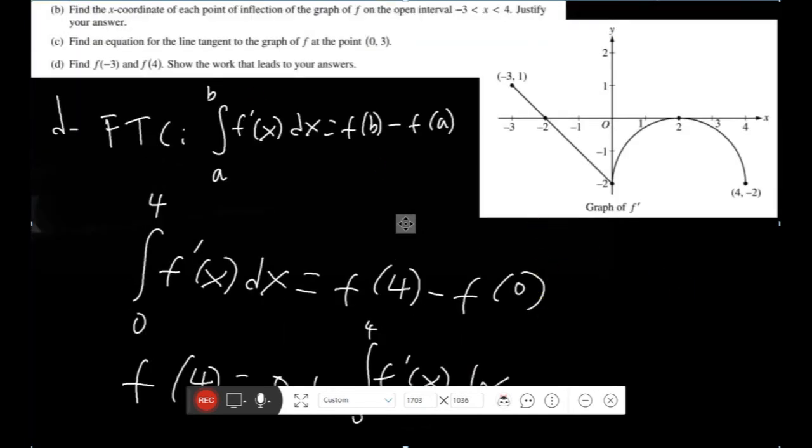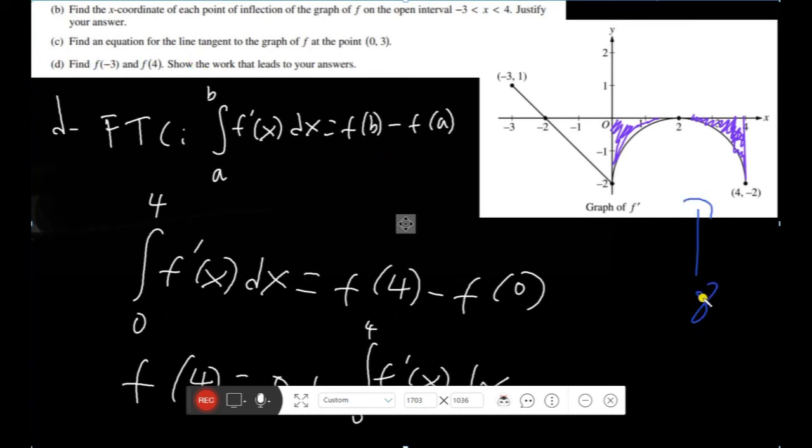So now all we have to do is figure out the area from 0 to 4. If I shade it in purple, it's going to be this region and this region. So we'll figure that out. This entire rectangle has a height of 2 and a length of 4. I'm just dealing with magnitudes here.